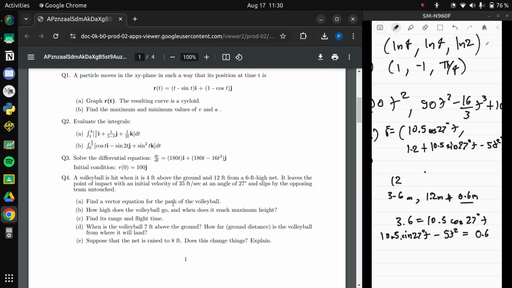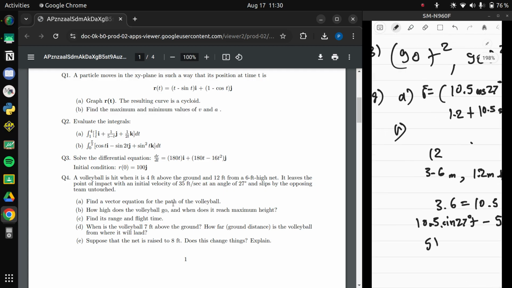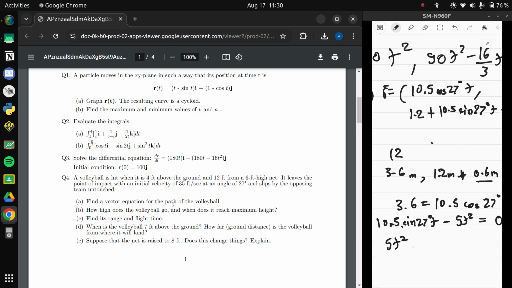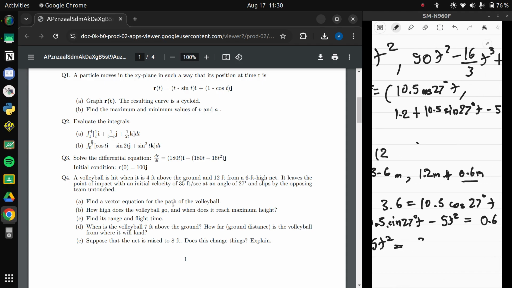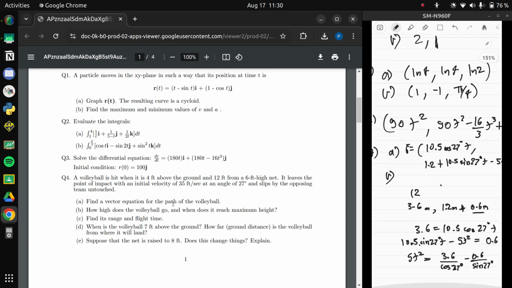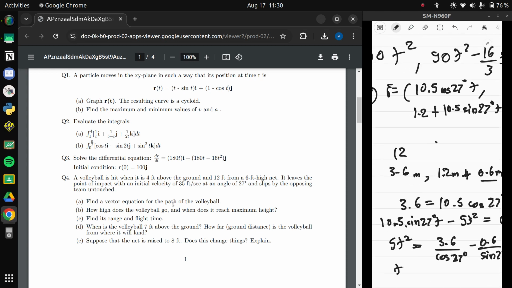Do I really want to do all that calculation? I mean, I'll have to. This is really not good, but sure. So what you get is 5t square, when you subtract and all, is equal to 3.6 upon cosine of 27 degree minus 0.6 upon sine of 27 degree. Sure. Yeah, I guess this looks okay. So t square would be this thing upon 5, or that's like 0.72 upon cosine 27 degree.